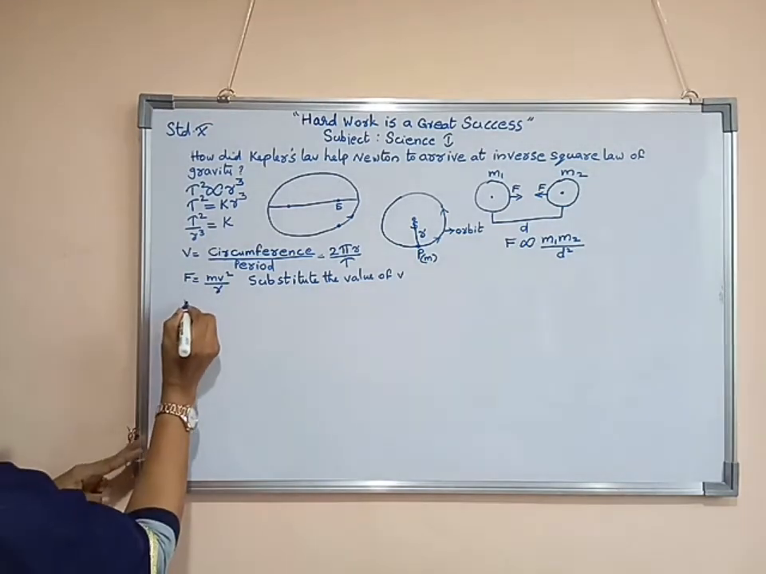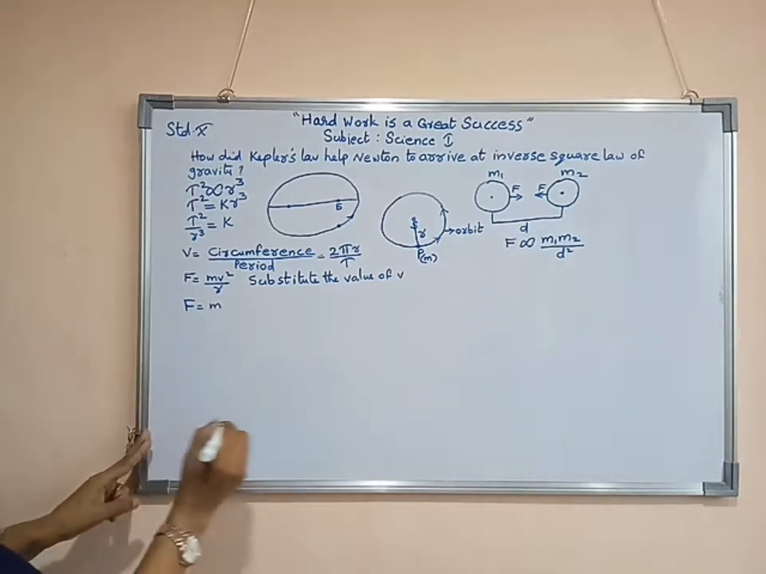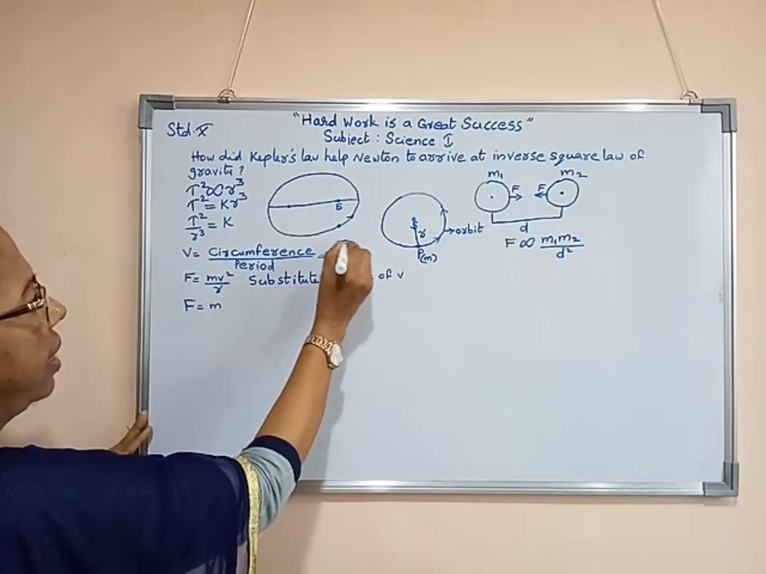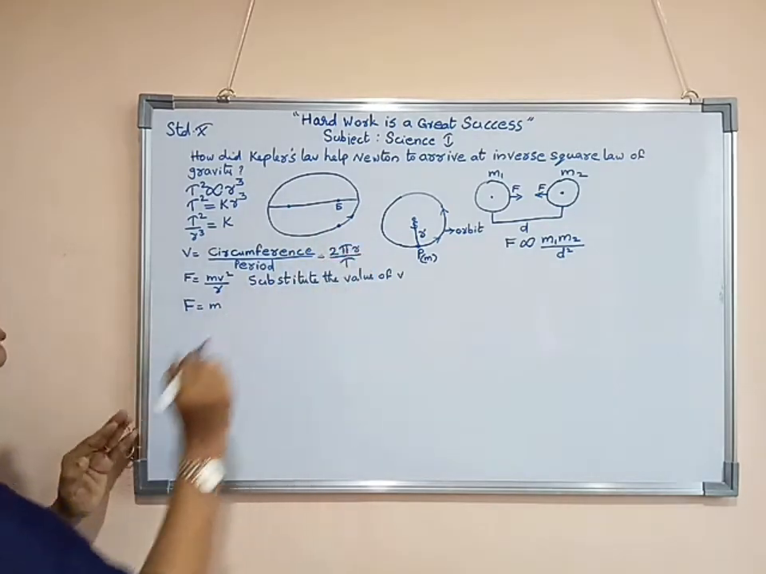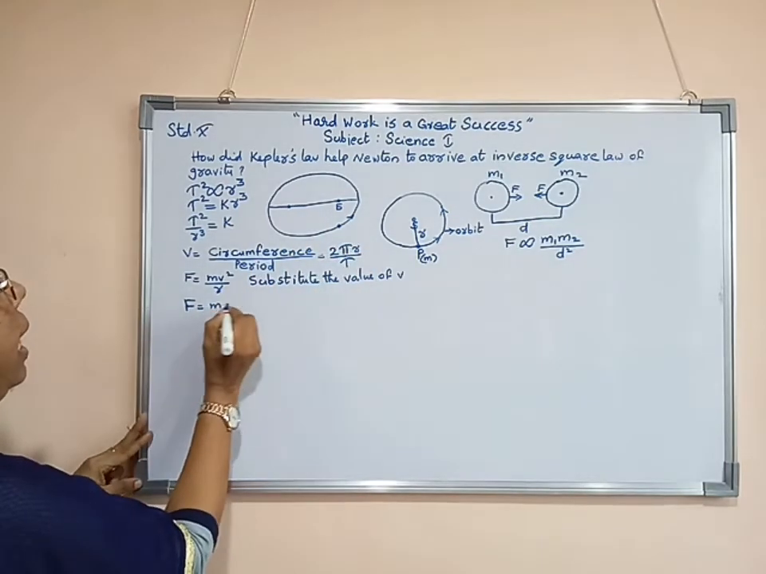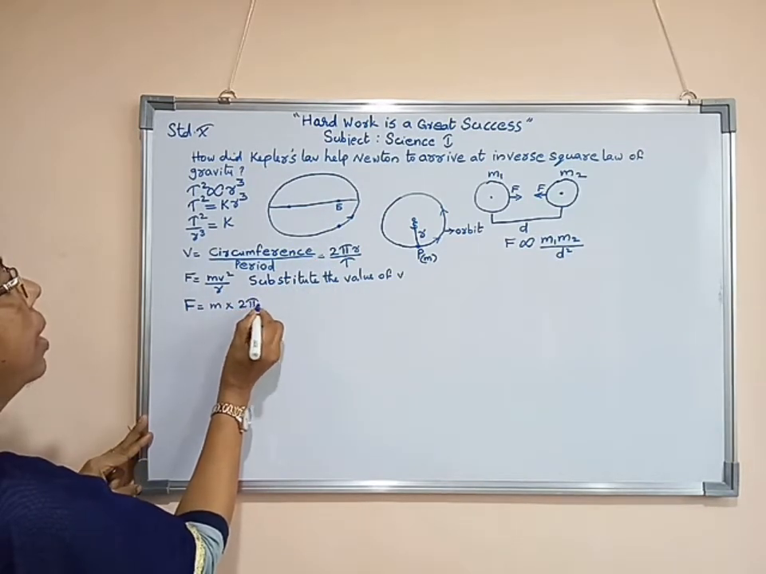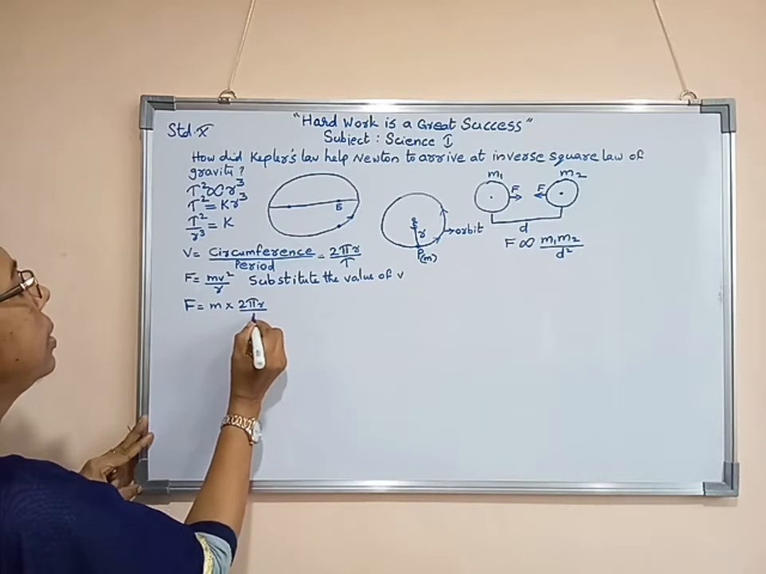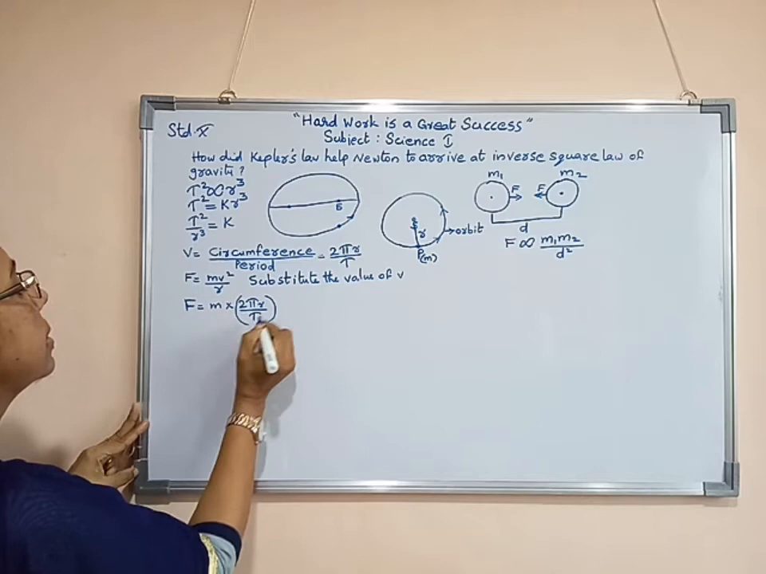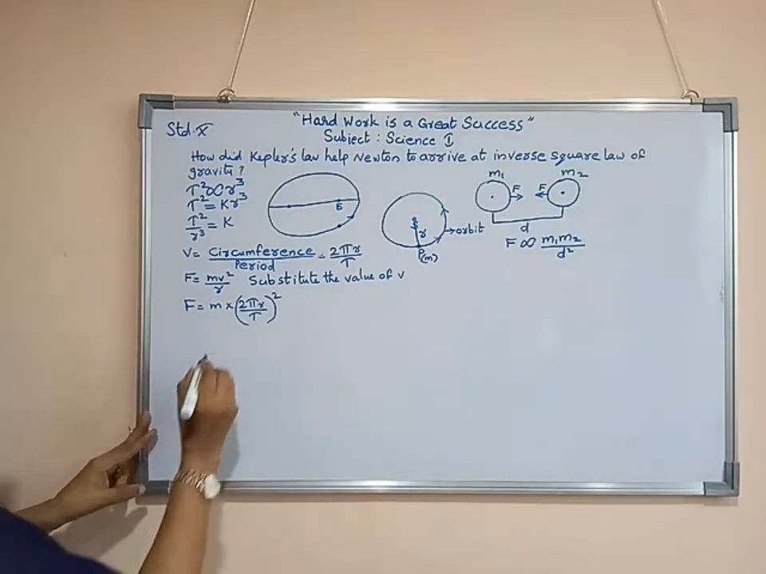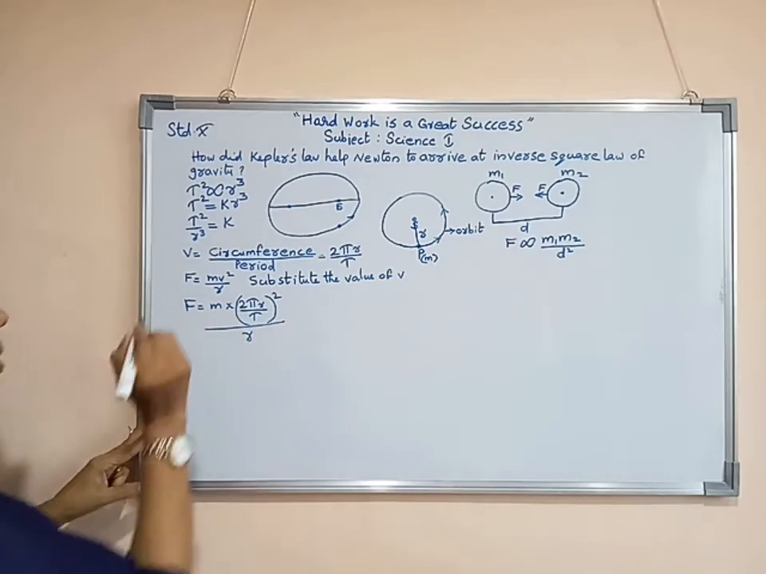See now, again F is equal to m into V square. V means 2 pi r upon t, and V square means its square will be there. So we are writing m into (2 pi r upon t) whole square, and upon r I am writing r here.